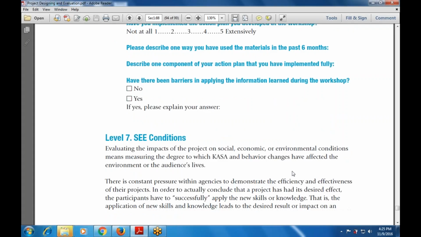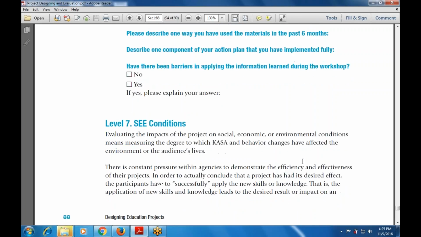Then level number 7 is SEE condition, which is used for evaluating the impacts of the project on the social, economic, or environmental conditions. That means measuring the degree to which the CASA and the behavior changes have affected the environment or the audience's lives. S means social, E means economic, the next E is environmental.